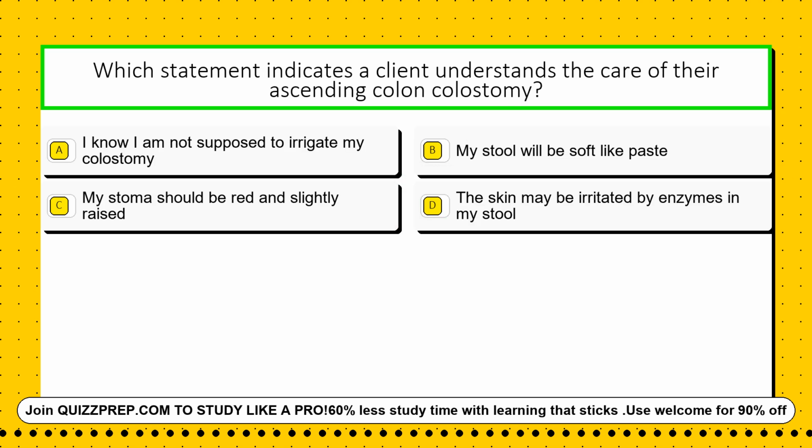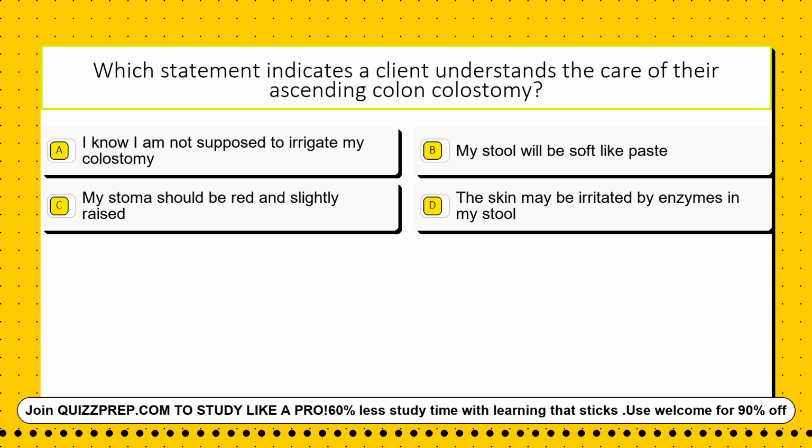Question 46. Which statement indicates a client understands the care of their ascending colon colostomy? Option A. I know I am not supposed to irrigate my colostomy. Option B. My stool will be soft like paste. Option C. My stoma should be red and slightly raised. Option D. The skin may be irritated by enzymes in my stool.